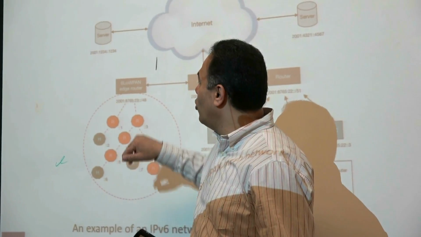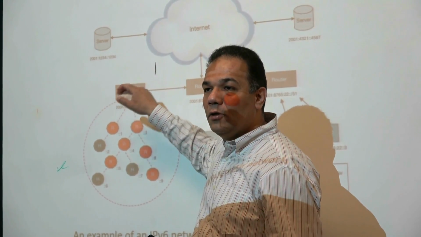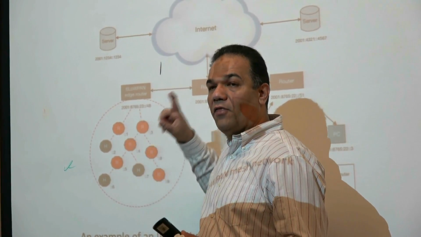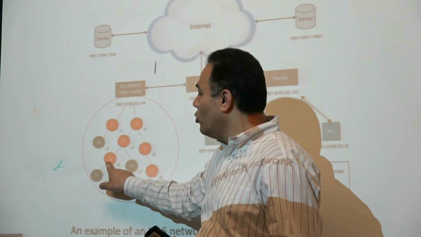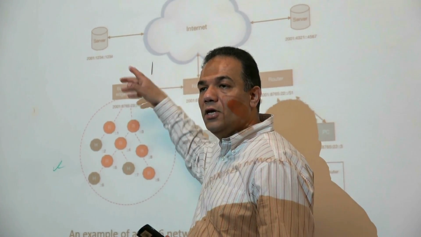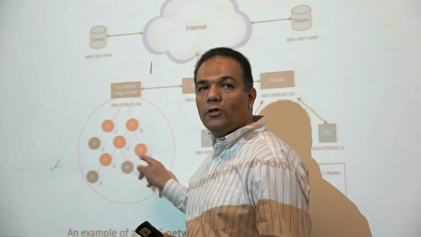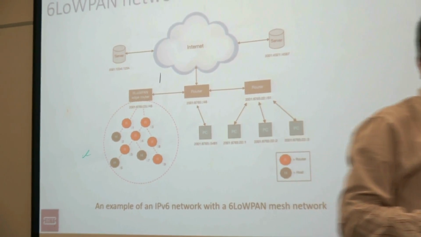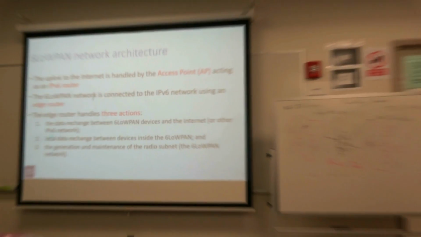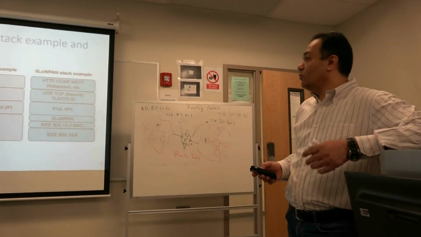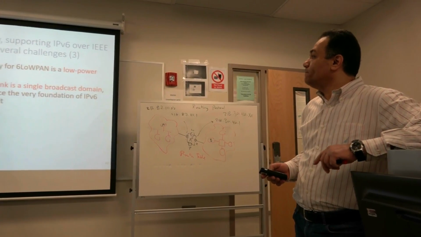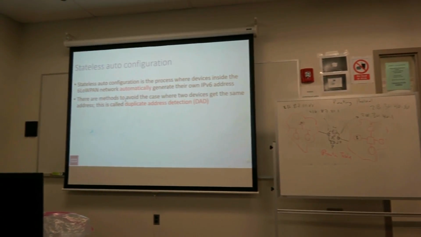The other way is point to multipoint. And the third way of communication is point to point. So we have multipoint to point, point to multipoint, and point to point, and RPL will take care of that. Again, what's the function of RPL? Building the routing tables, so that we know how exactly the data will be routed.